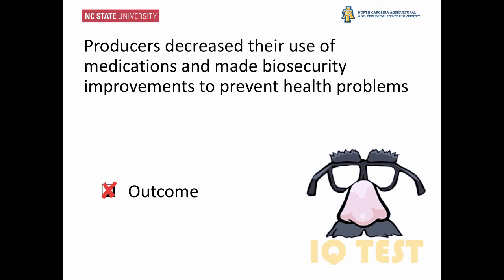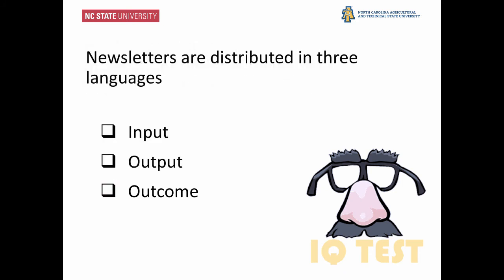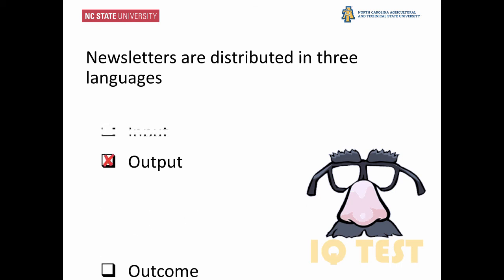This represents a long-term outcome because of the prevention of future health problems. All right, this is the last one. Let's see how you do. Newsletters are distributed in 3 languages. Distribution of newsletters is an activity that is part of your program, so it's considered an output.